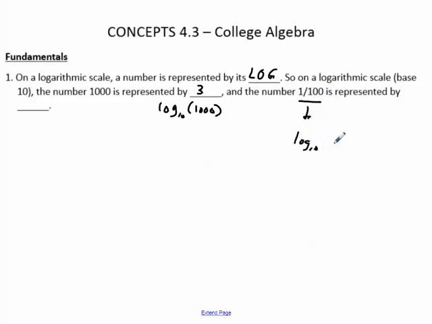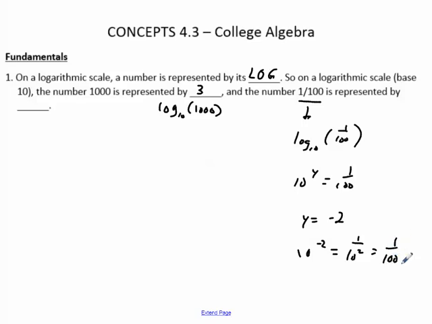Log base 10 of 1/100th is, let's see, 10 to the y power equals 1/100th. We've got to get that 10 base down here, so y equals -2, because 10 to the -2 power equals 1 over 10 squared, which equals 1 over 100. That's what we're looking for. So our y is -2, because 10 to the -2 power is 1 over 100. Sounds good. So 1/100th is represented on a log scale by -2.